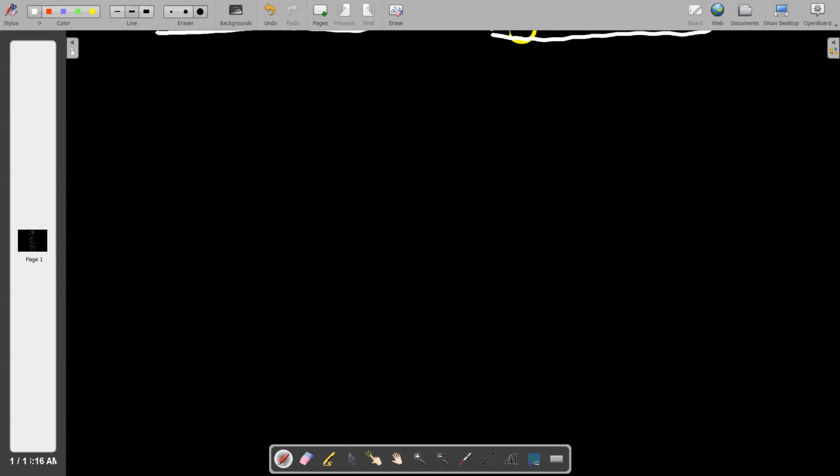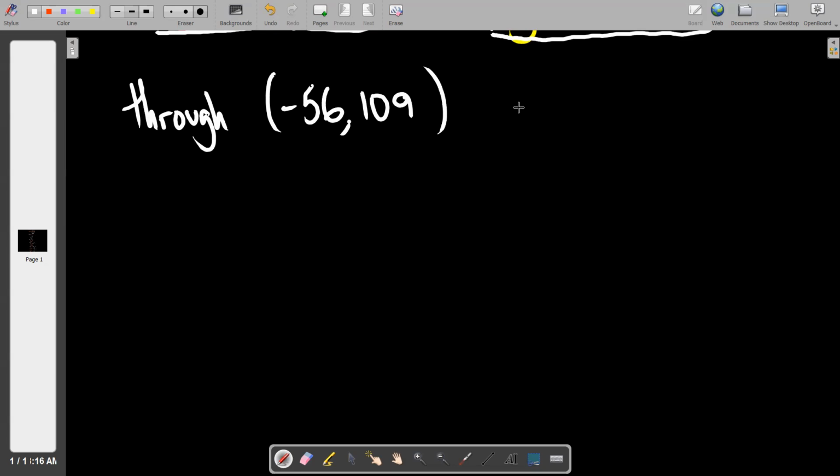So here we go. Let's do through the point -56, 109. Slope is 0. You should have this separated somehow in your notes. If you use colors, go home, highlight this, and mark that this is a unique situation. Make a mark that I'm not going to do this problem like I did the others.